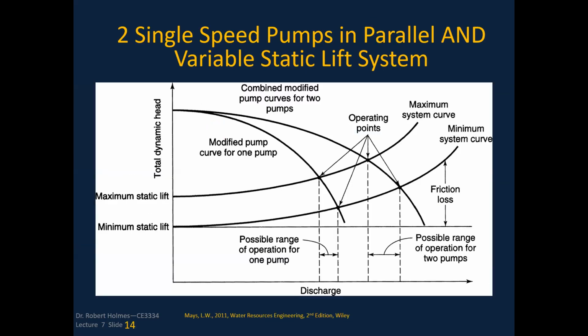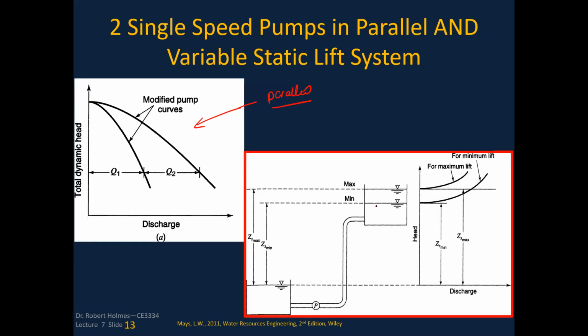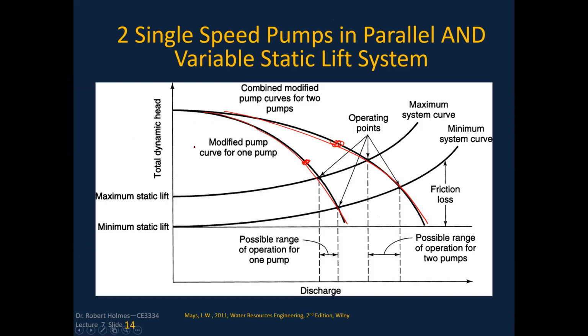Let's say that I had two different pumps like that. So I had two different pump curves. One is just with one pump operating, one is with the second pump operating. These are again in parallel. And then I've got a minimum lift and a maximum lift. So I've got two different system curves and two different pump curves. There's actually 4 points that I could have as my operating points for that particular pump system.